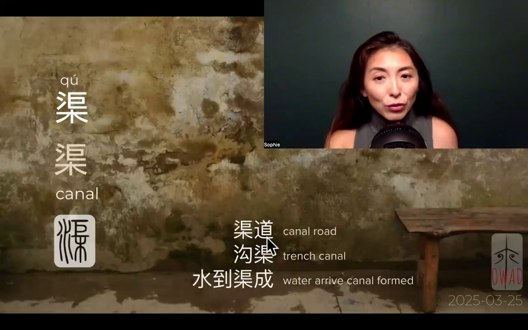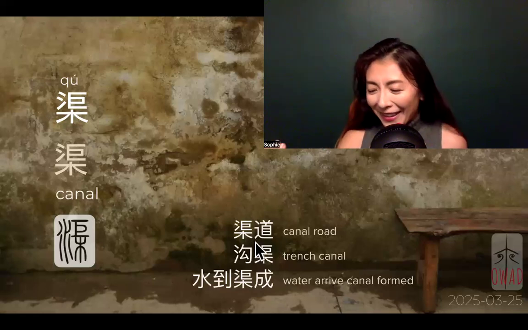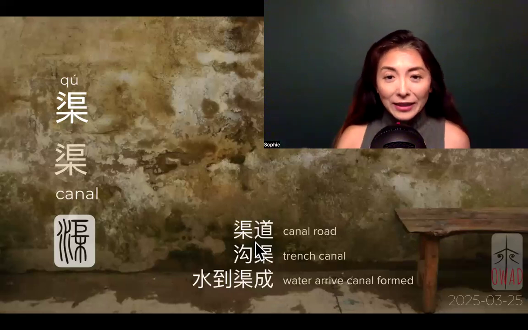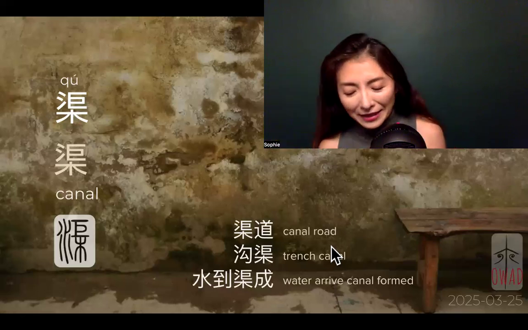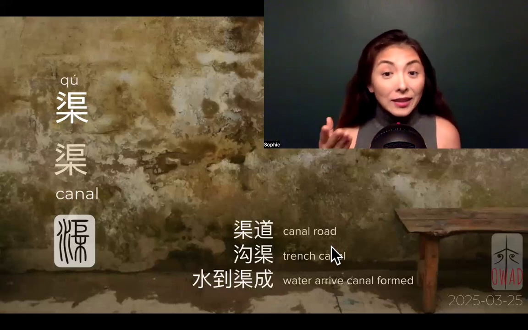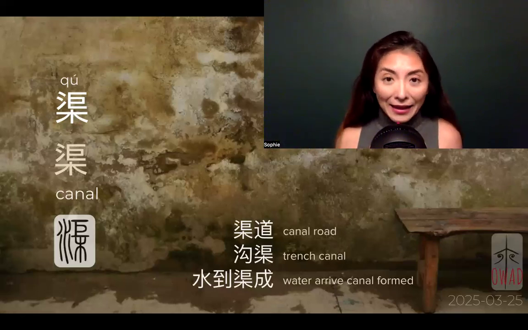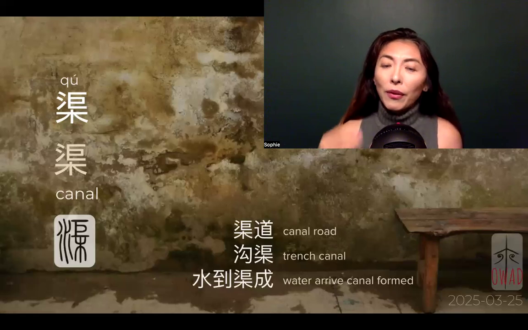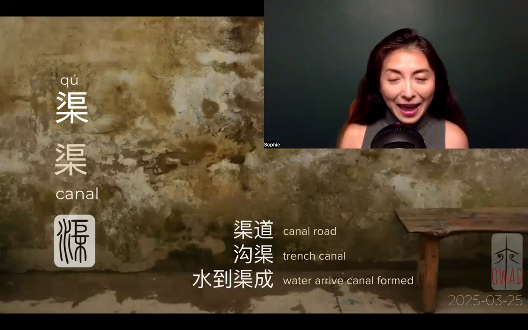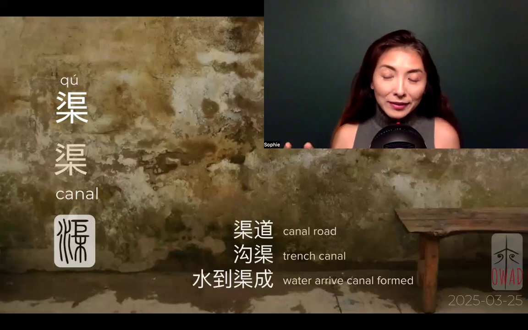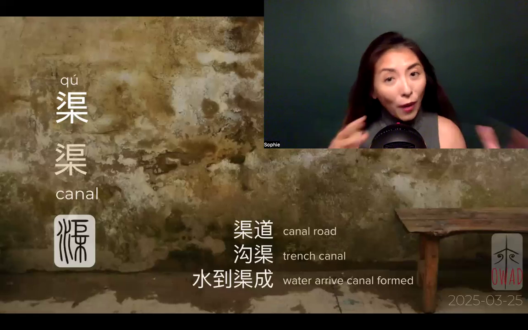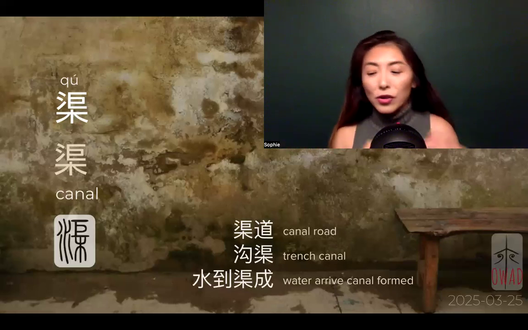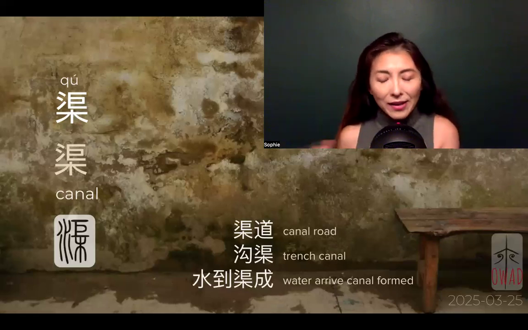渠道, okay, 渠道. 渠 is canal, right? It's water's way. And Dao, okay, Taoism, that's how we heard it, right? That's the Dao. That means road or pathway. So 渠 means water's way, and Dao means pathway, a ground way, basically. So there are just two ways, two tracks. One is water's track, one is road track.